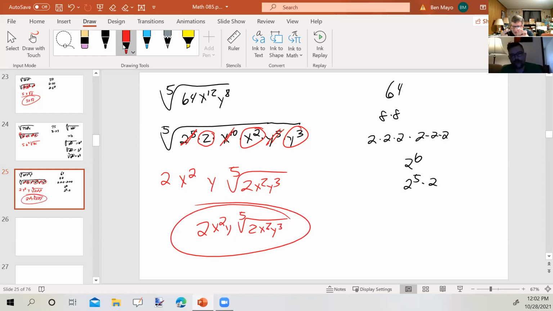So we take the factors inside and we write them as a power that matches the index or a multiple of the index, and then leftovers. The leftovers are going to be stuck inside.